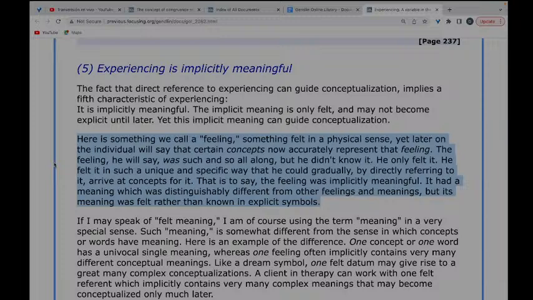The feeling, he will say, was such and so all along, but he didn't know it. He only felt it. He felt it in such a unique and specific way that he could gradually, by directly referring to it, arrive at concepts for it. That is to say, the feeling was implicitly meaningful. It had a meaning which was distinguishably different from other feelings and meanings, but its meaning was felt rather than known in explicit symbols.